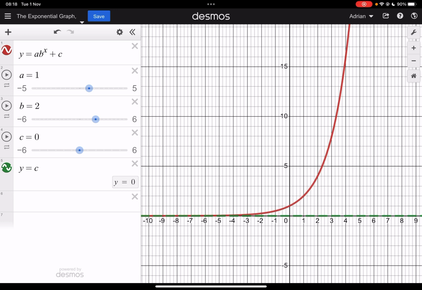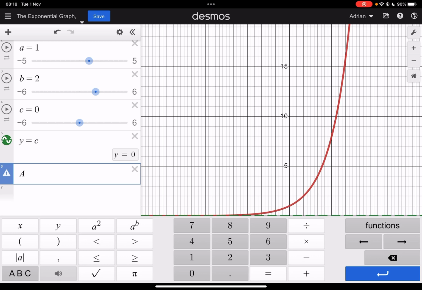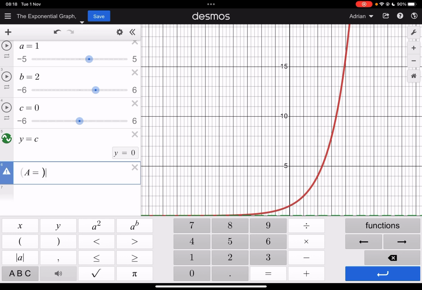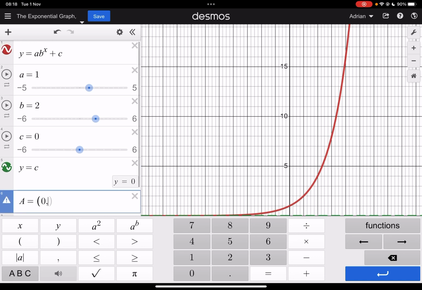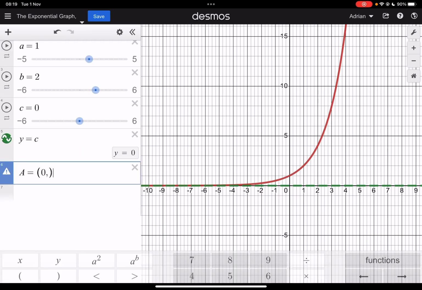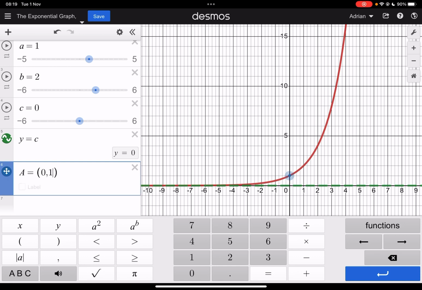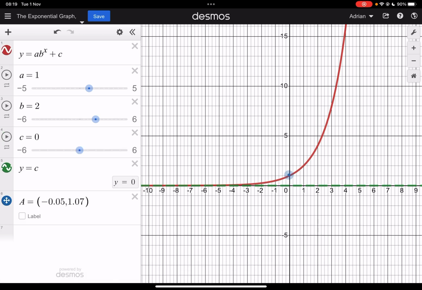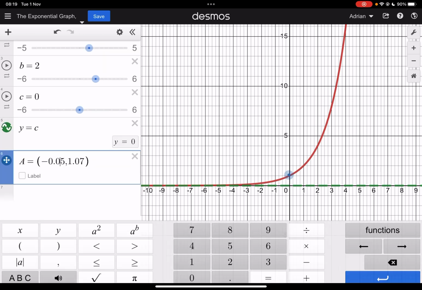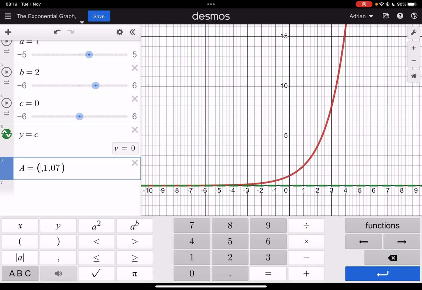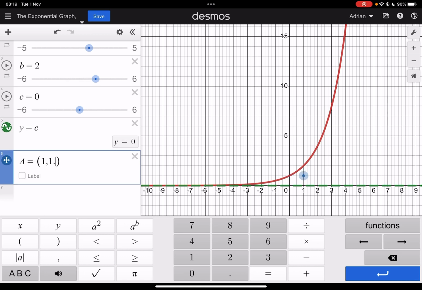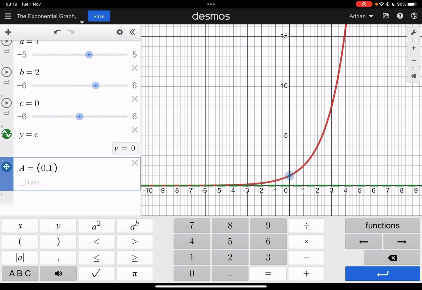One point that I know the graph goes through, I can see it and I can also work it out, is if I make x 0, because it's b to the power of 0, b becomes 1, a is also 1 and c is 0, so it goes through 0, 1. Let me just draw that in there. So there we are, there's the point it goes through. Now I'm going to change that point in a minute and see what happens.